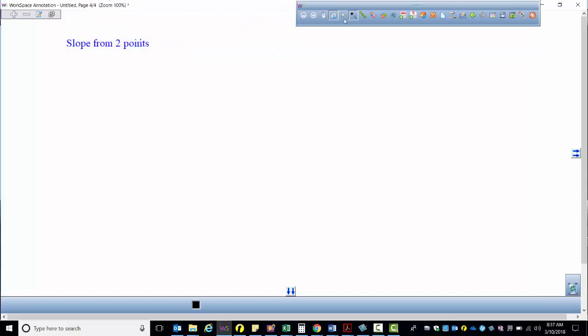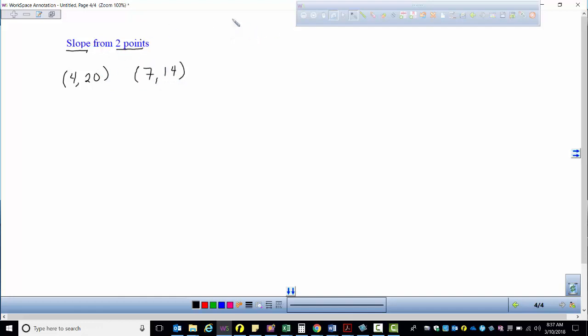So in this video, we're going to look at how we find the slope when we only know 2 points. And I don't want to graph. So let's say, for example, you have the points 4, 20 as 1 point, and your other point is 7, 14. I could make a picture of a graph, and I could graph them, and I could count. Or I can do it with a way of just using their pattern.